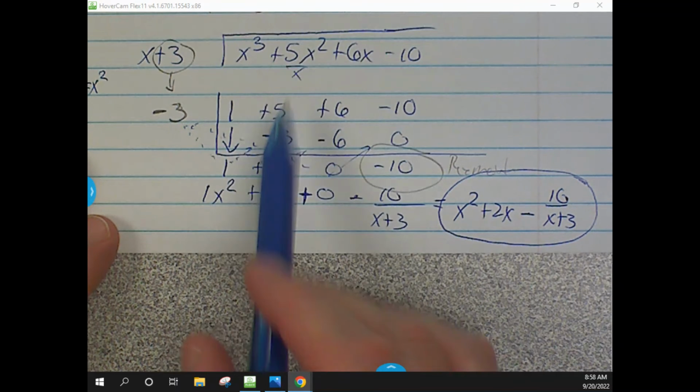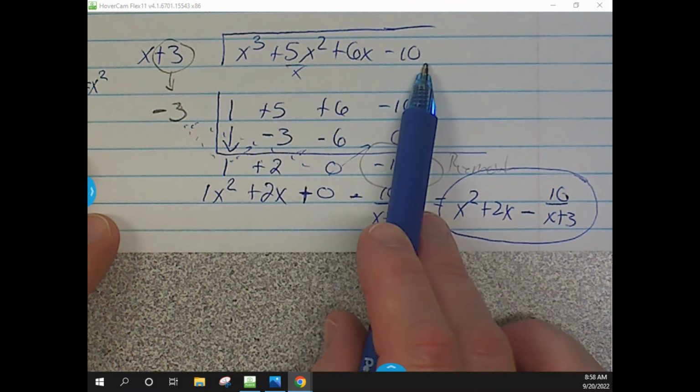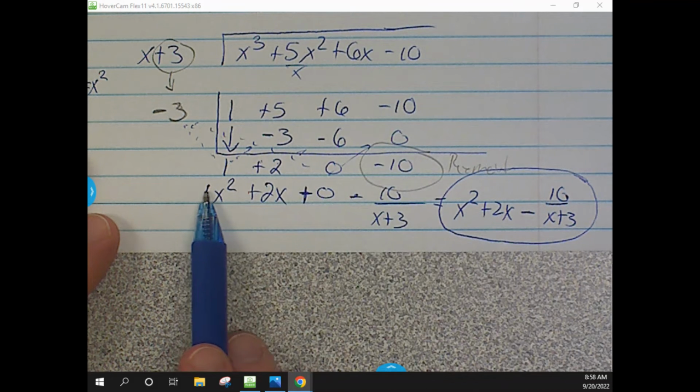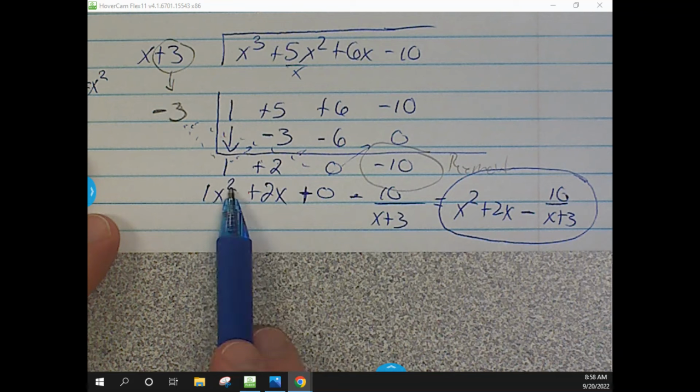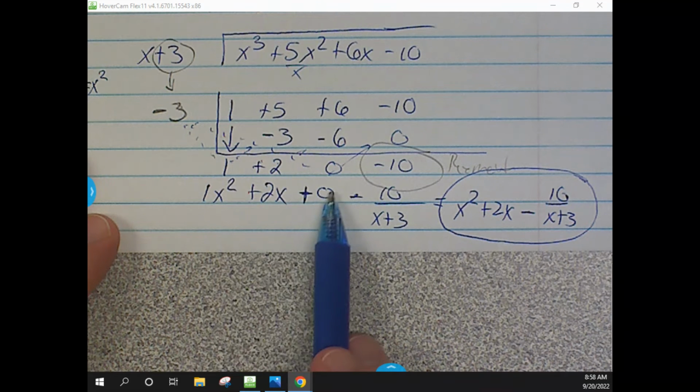As long as these terms are in descending order here, then these answers will also be in descending order. So this is going to be x to the second, x to the first, basically x to the 0, and then your remainder there.